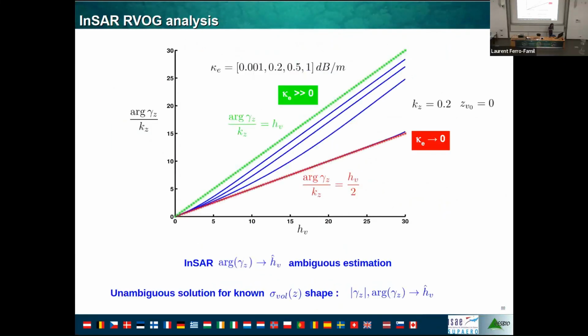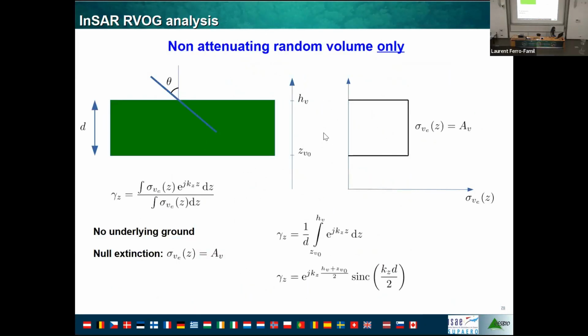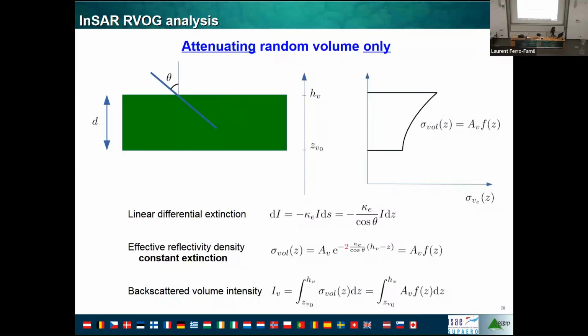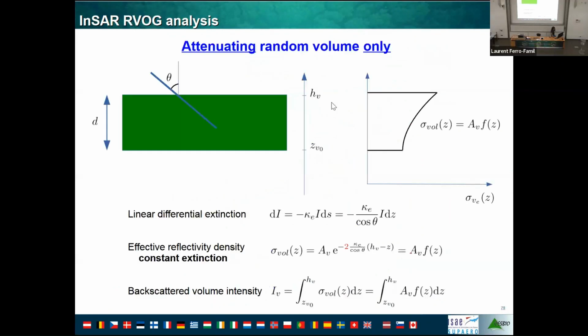Of course, the phase term, in the case of a non-attenuating medium, was exactly located in the middle of the volume. When you have an attenuation, this value depends on the attenuation, and what we see on this plot is that the phase term is located between the middle of the volume and the tree top. So when you have an interferogram of a volume, if you convert your phase to height, you will find something ranging between the middle of the volume and the tree top.